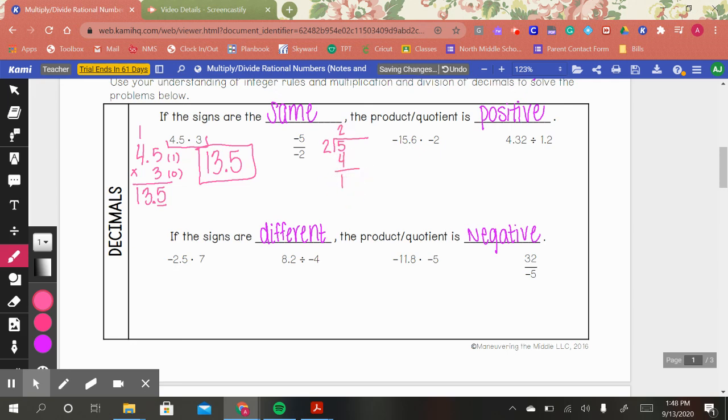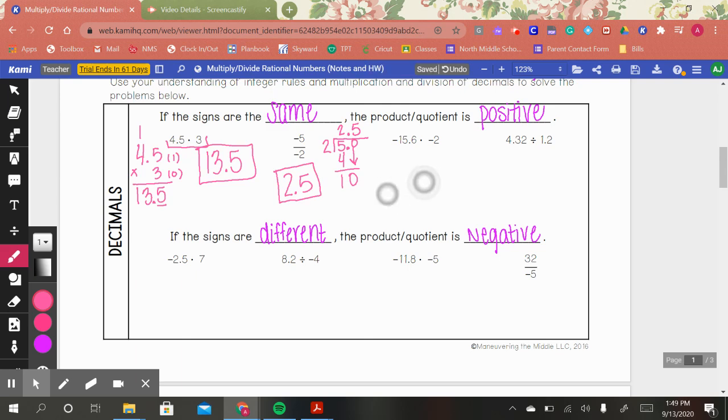Obviously, we cannot leave it like that, so I'm going to annex a decimal, bring it straight up, and a 0, bring down my 0. And 2 goes into 10 5 times. A negative divided by a negative is a positive answer, and my answer here is 2 and 5 tenths, so 2.5.